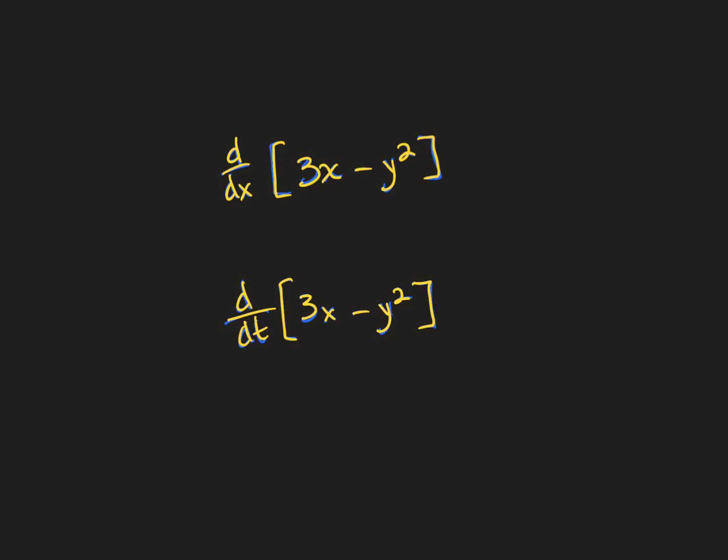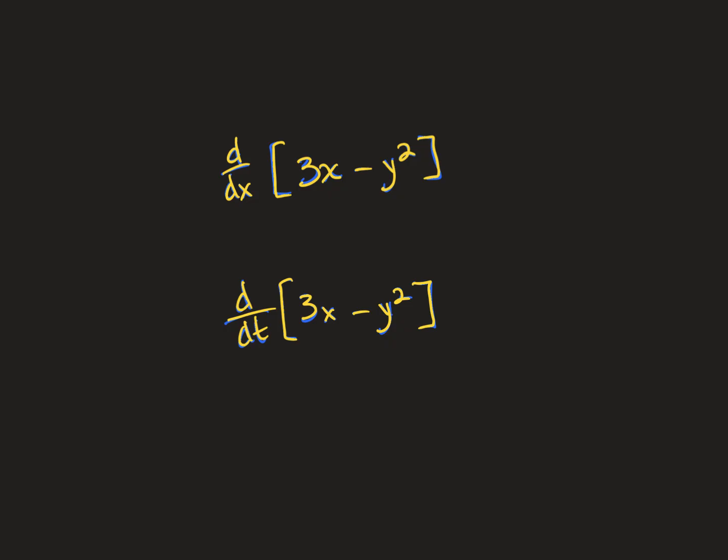1. All right, so on this one, I have the quantity 3x minus y squared. However, I'm going to take a derivative with respect to x, and then I'm going to take a derivative with respect to t. All right, again, t is not my favorite variable. However, it's used all the time. All right. First one, we're going to take a derivative with respect to x.